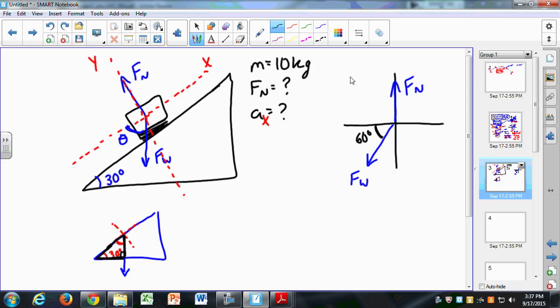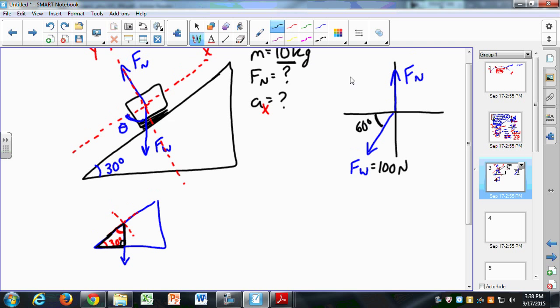Okay, where was I? So now we've labeled our forces. I know, by the way, that F_W is 100 newtons. That's just 10 kilograms times 10 meters per second squared. And now I find the x and y components. So I draw that again. I'm going to have 100 cosine 60 right here, and 100 sine of 60 right here.